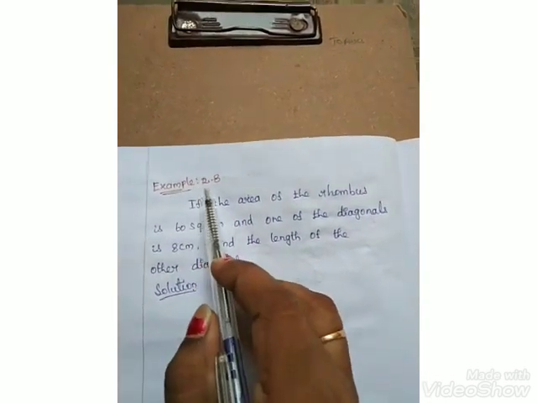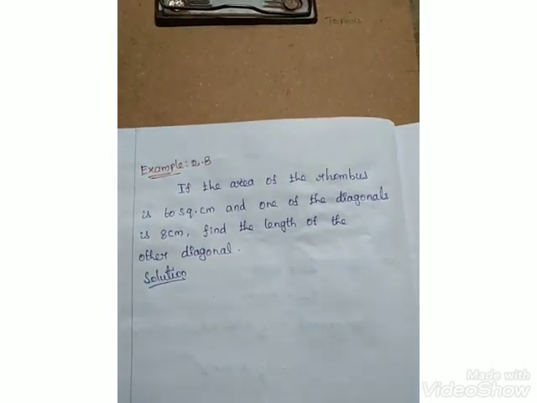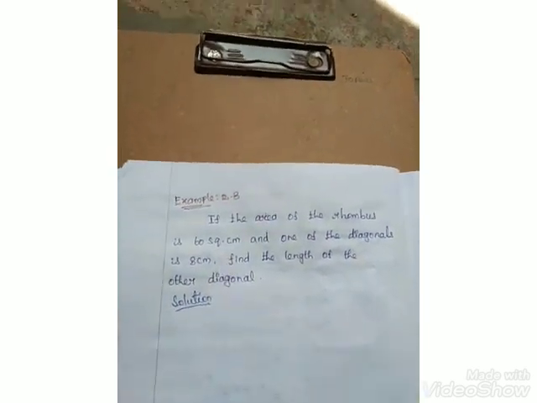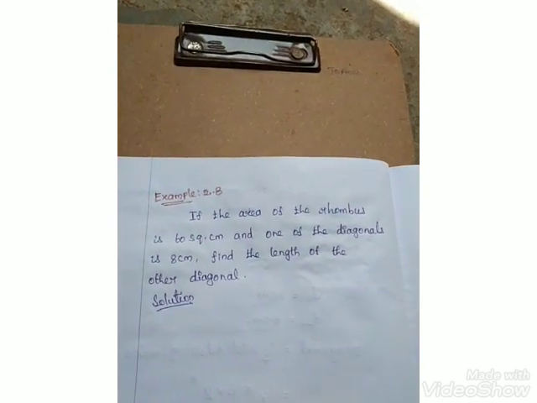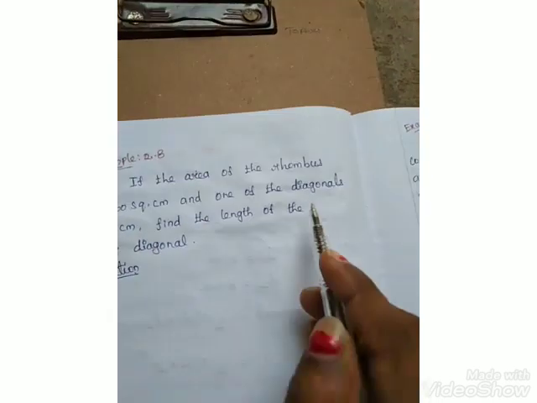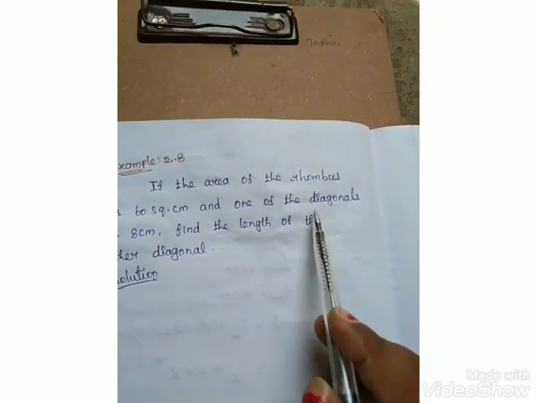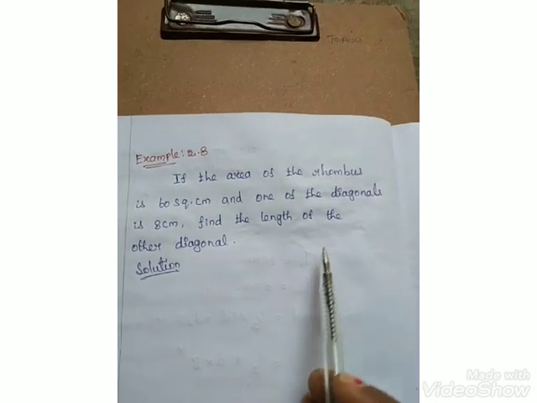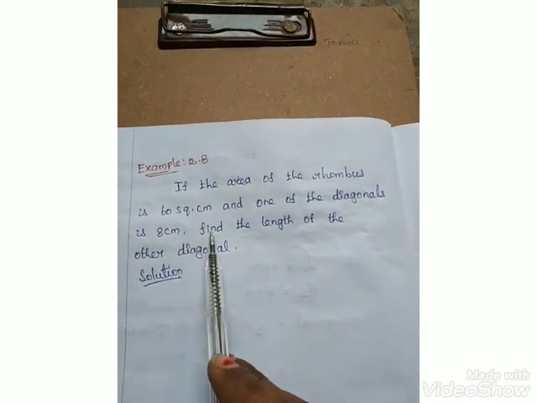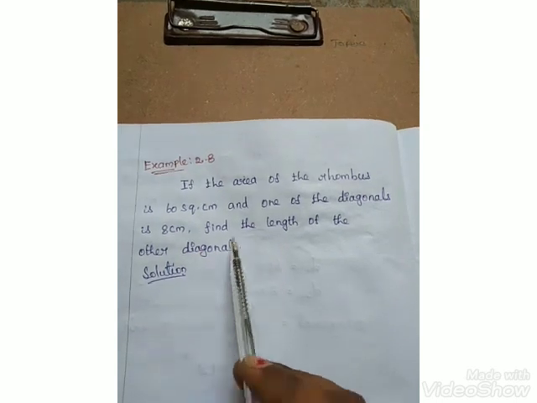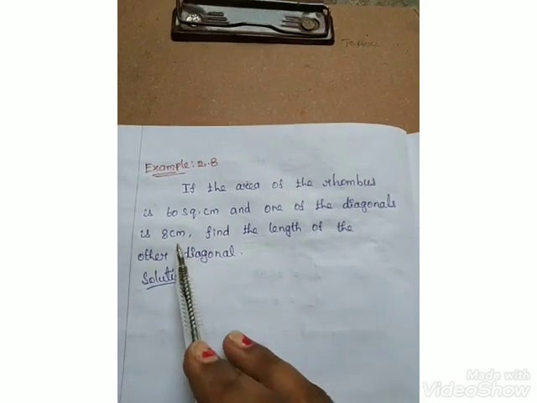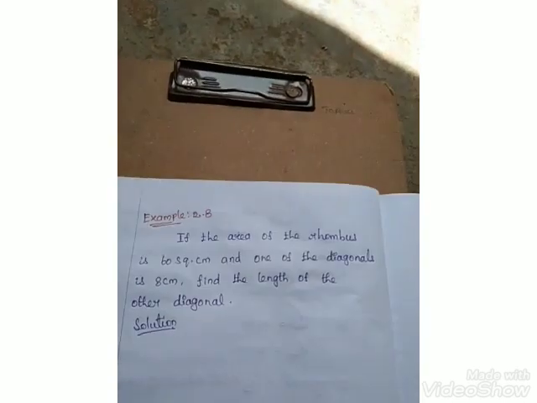Next is example 2.8. If the area of the rhombus is 60 square centimeter and one of the diagonals is 8 centimeter. So given that, see diagonal, what is the formula? Half into d1 into d2. Find the length of the other diagonal. They have given us the area of the rhombus, and one diagonal is given as 8 cm, so now we have to calculate the other diagonal.